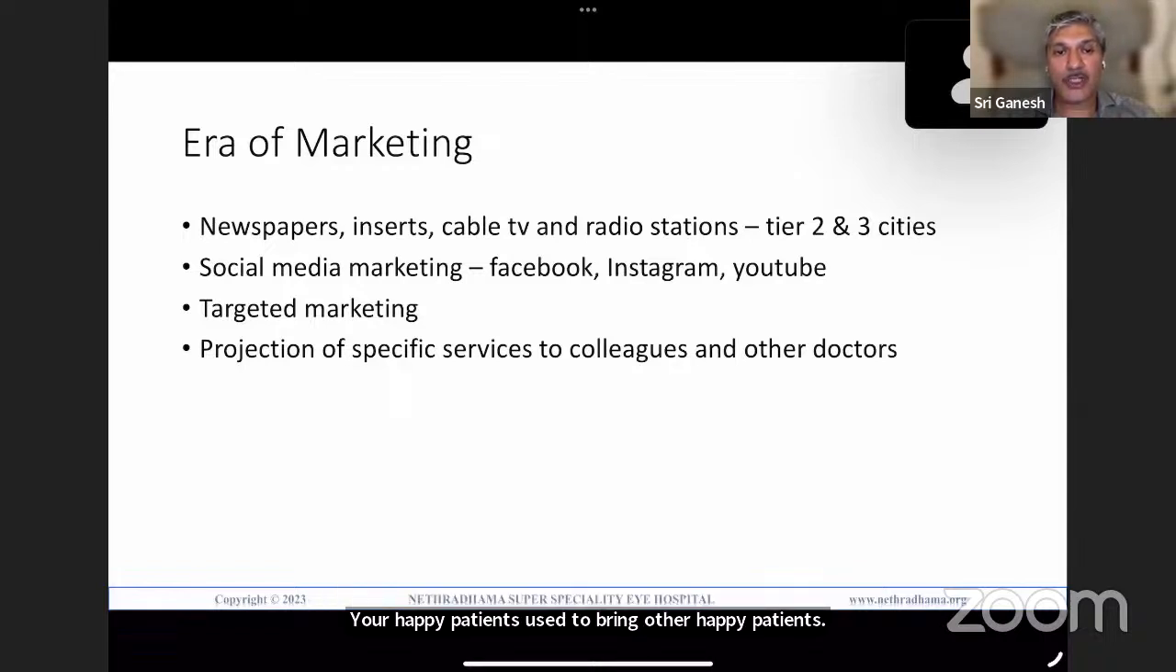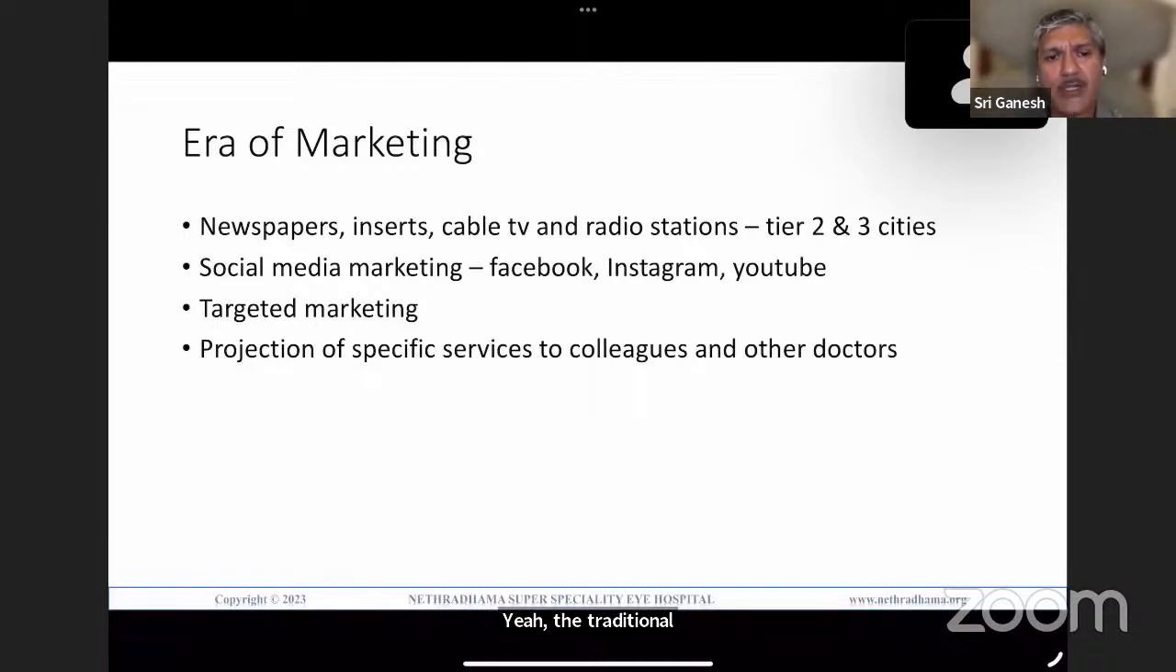But today, without projection, it's very difficult to sustain a refractive surgery practice. So there are different ways of marketing your practice. You have the traditional advertising and marketing route, like newspapers, paper inserts, cable TV, radio stations. They work well in tier 2 and tier 3 cities, but in tier 1 cities, hardly anybody reads newspapers. So it may not be a very good idea.